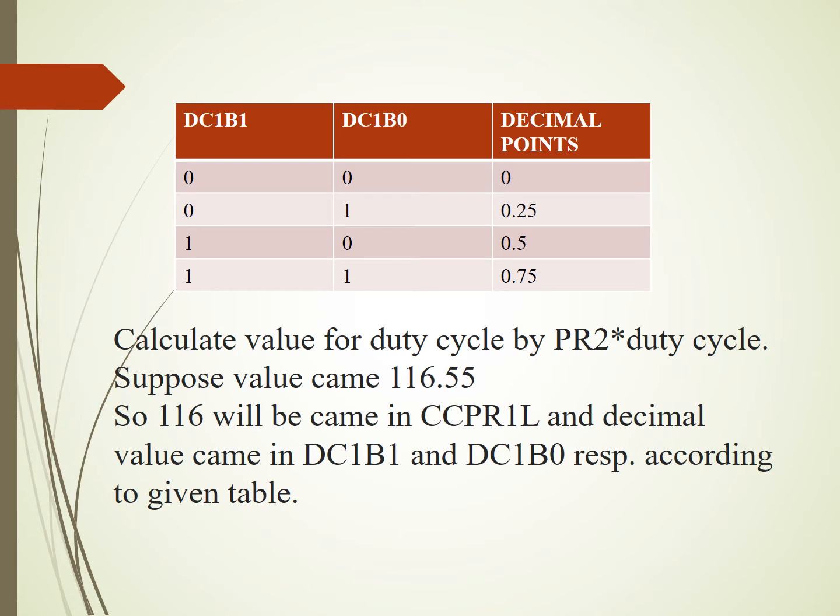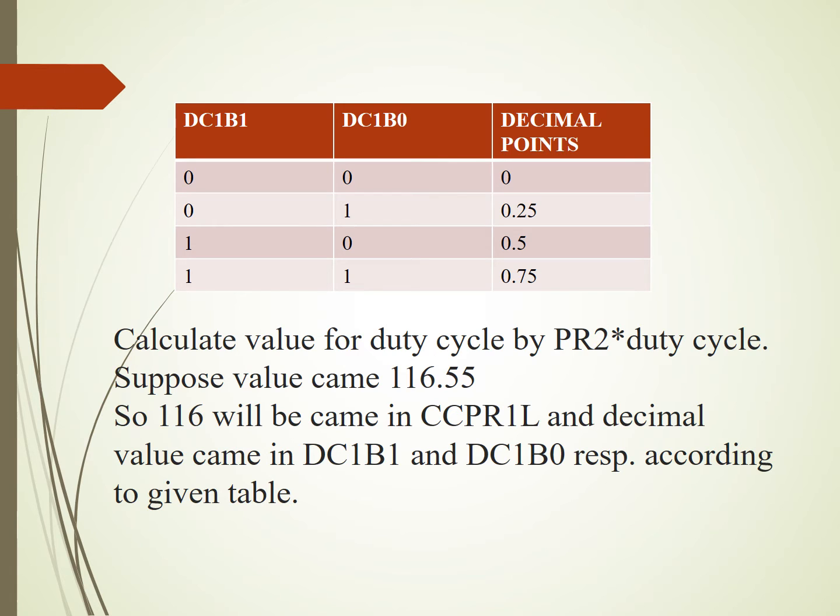Suppose I take my PR2 value into the 80% duty cycle, that is PR2 into 80 divided by 100. Suppose I get 116.55. This is an example. If I get that value, then 116 will be your CCPR1L value. You have to put that in CCPR1L, and this 0.55 will be put in DC1B1 and DC1B0. This is according to the table.